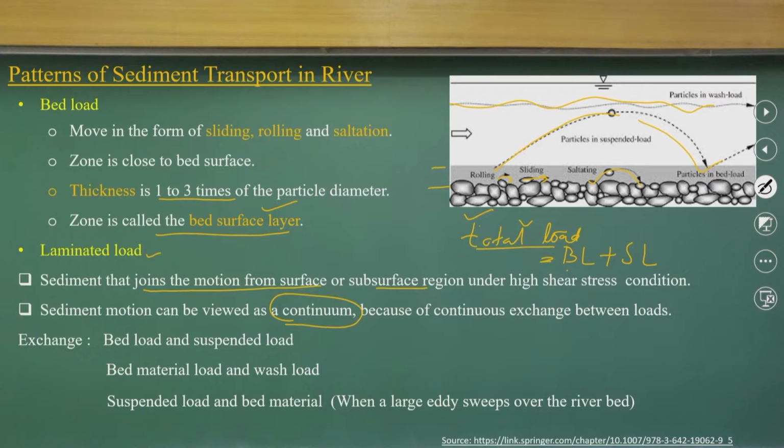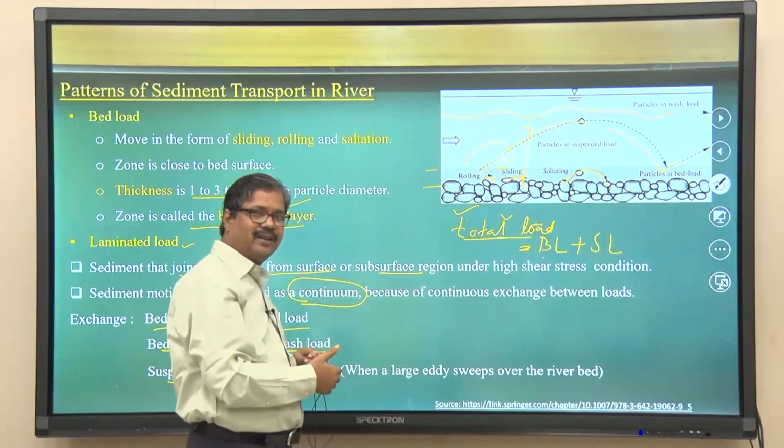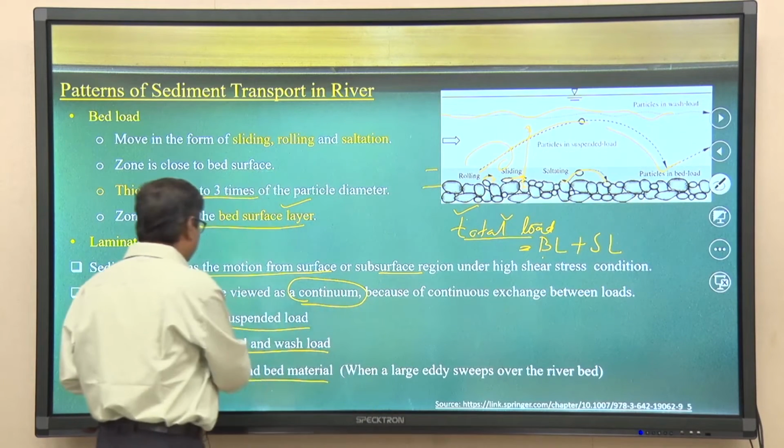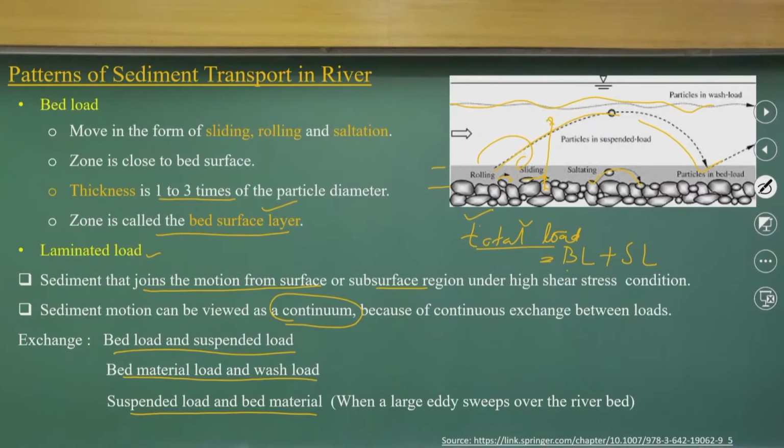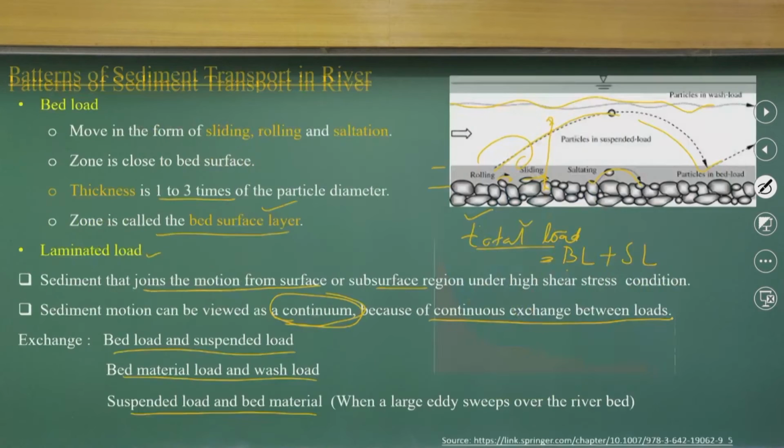So, that is the bed load. There is an exchange between bed load and suspended load, bed material and wash load, and suspended load and bed. All the processes are happening. Sometimes the bed material can join directly from the bed to the suspended layers. You can have bed load to suspended load and suspended load to bed load, and that exchange happens. That is the reason sediment motion is called a continuum, because of the continuous exchange between these loads. That is the concept we can understand.